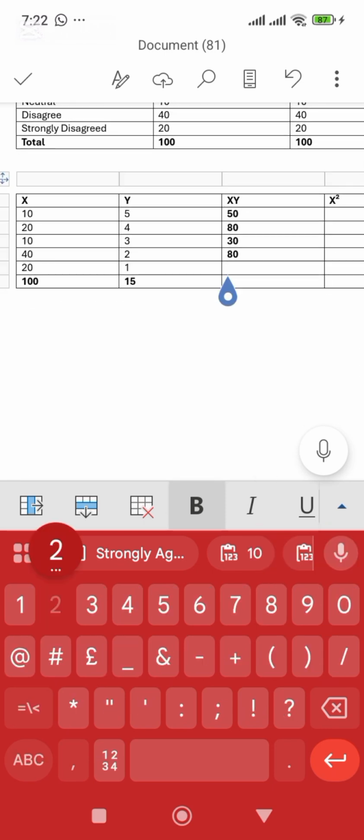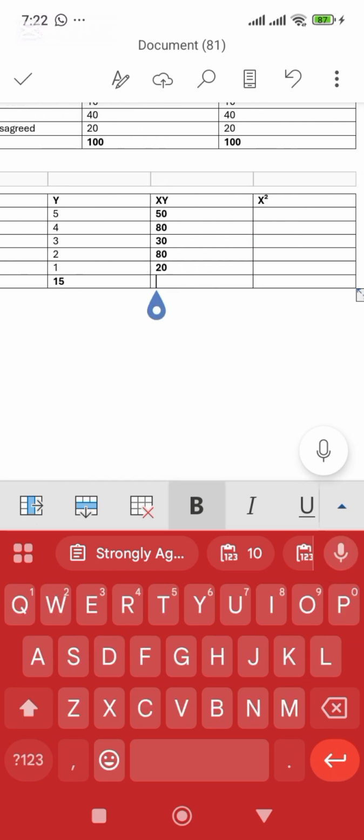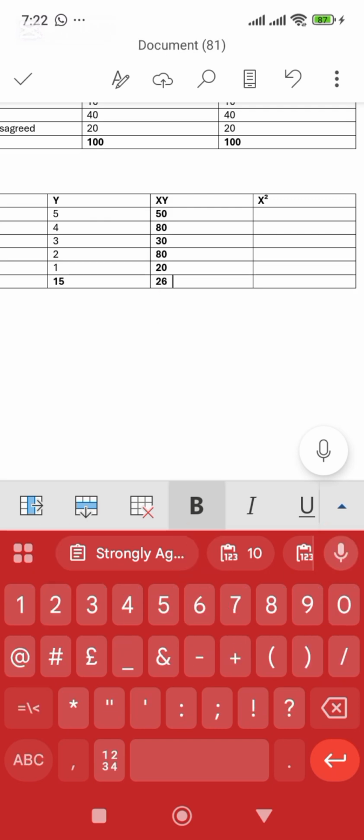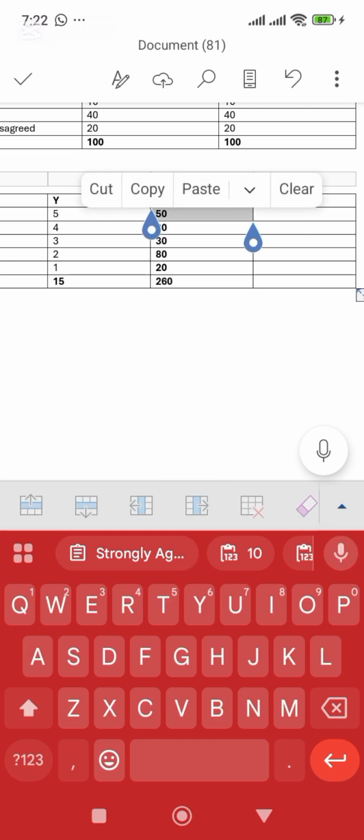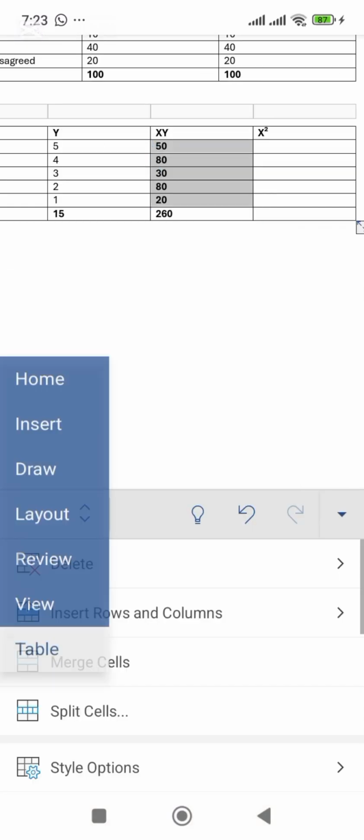80, that's 8 and 0. Then 20 times 1 is 20 again. So the total of all this should be 260, because 80 plus 20 plus 30 is 130, 80 plus 50 is 130, and 130 plus 130 is 260. So I'm going to just make it 2, 6, and 0. Okay, I'm taking my time to do this so you see what is going on here.